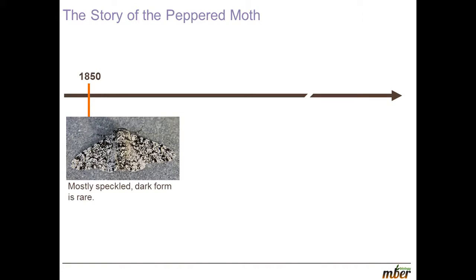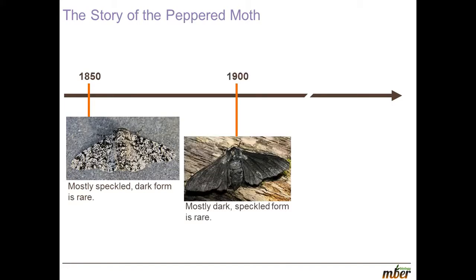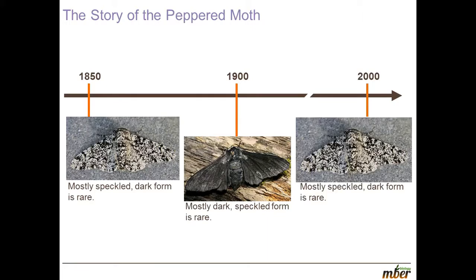So just to recap with the moth, in 1850, the speckled form of the moth was the predominant form. There was variation. There was a black one too, but it was really rare. But what was surprising was, 50 years later, they were almost all black, and now the speckled one was rare, and that had not been seen before. And then another 100 years later, we're back to the speckled.